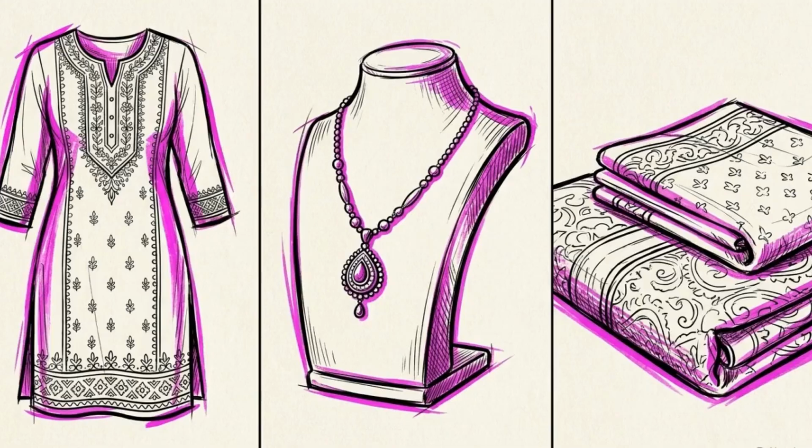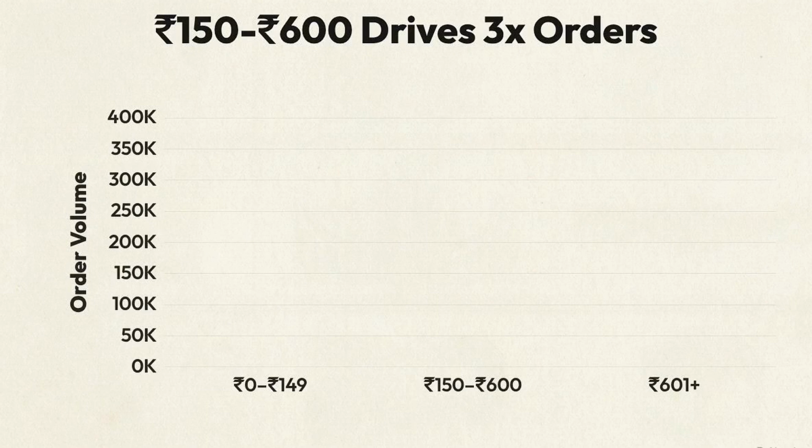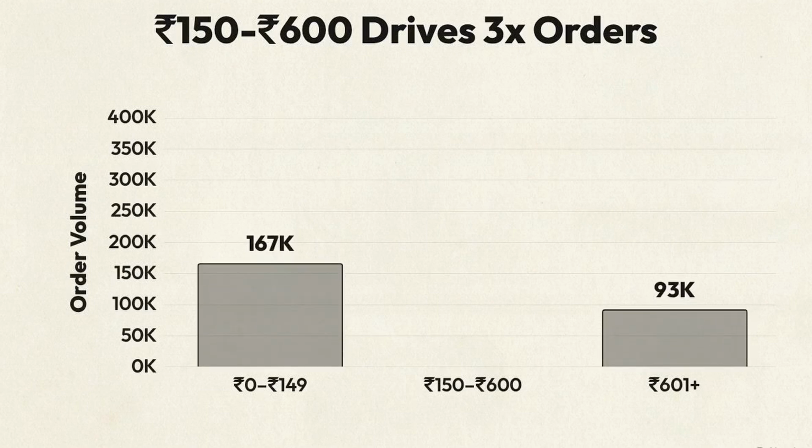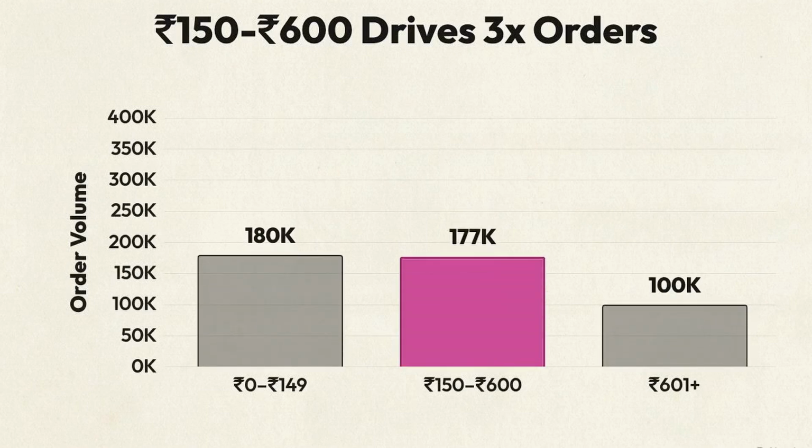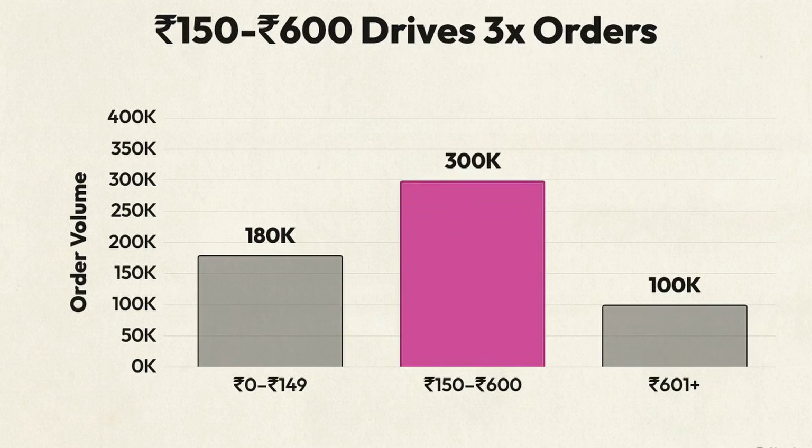The highest demand categories on this platform are ethnic wear, like women's kurtis, artificial jewelry, and home furnishing items. This chart shows the distribution of order volume across different price points on the platform. Keeping your retail price strictly between 150 and 600 rupees produces 3 times as many orders from this specific buyer demographic compared to items priced higher.